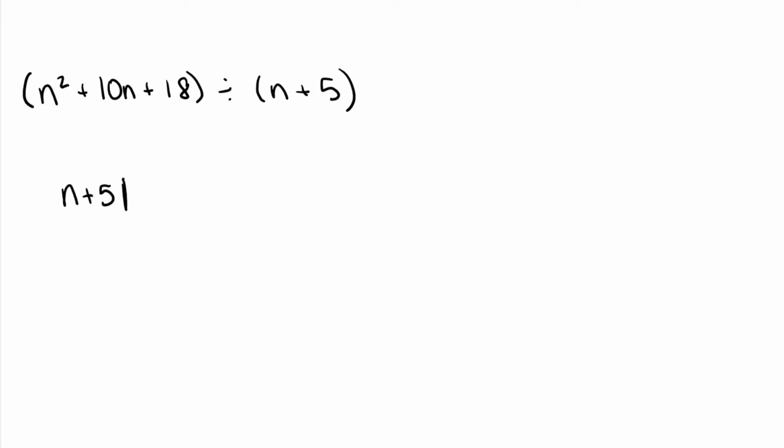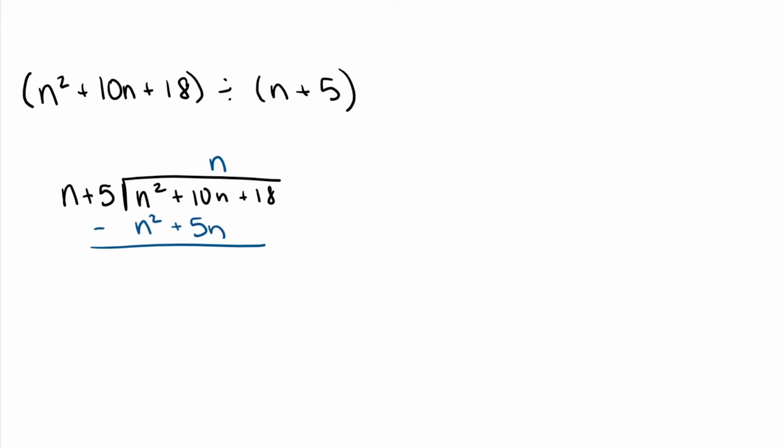Let's look at another example. We have n squared plus 10n plus 18 divided by n plus 5. Let's write this in long division form. So n goes into n squared n times, or n times n gives us n squared. So we'll multiply n by our divisor, and we get n squared plus 5n. We're subtracting this, so let's change all of our signs and add down. We're left with 5n. Let's bring down the 18.